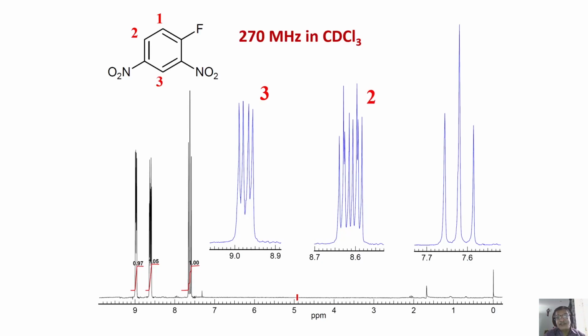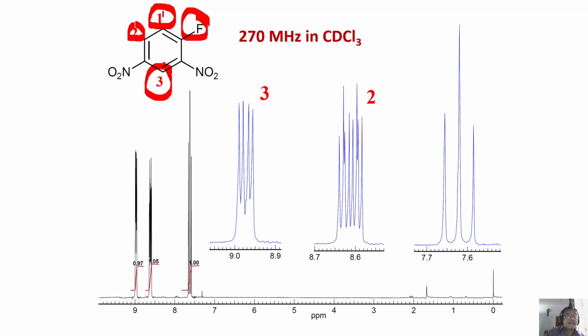You must understand why this is 2. It's a very simple case. Look at this one. This proton experiences the coupling with this one, ortho coupling, which is a large coupling of 8 Hertz. Then it experiences the meta coupling with this fluorine and meta coupling with this proton. So each line of the doublet will become doublet of doublets.